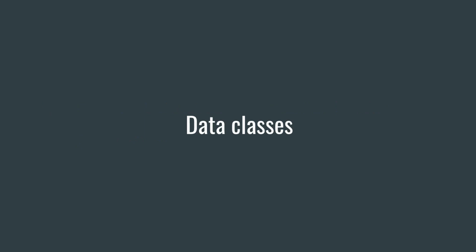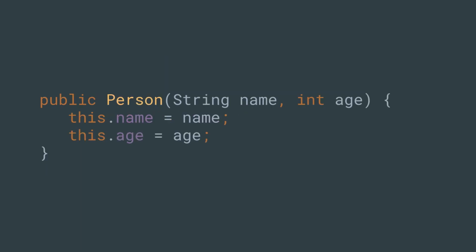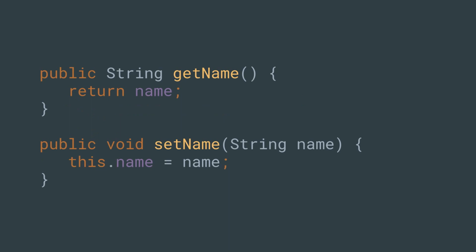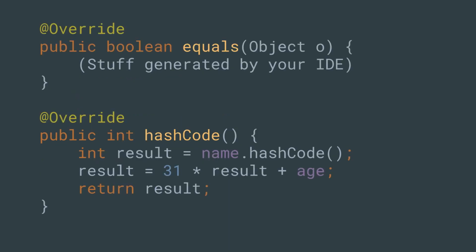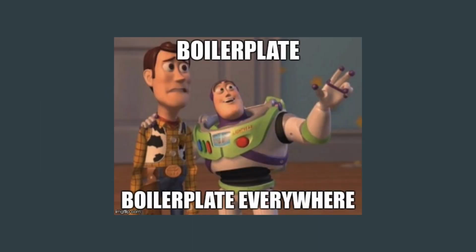Okay, so data classes, you've all written something like this. Good old POJO, probably to use for JPA or for another mapper. Once again, you have to declare the fields, a constructor, getters and setters, and equals and hashCode, because of course the IDE generates this for you, so there's no reason to not do it. You have to declare toString.